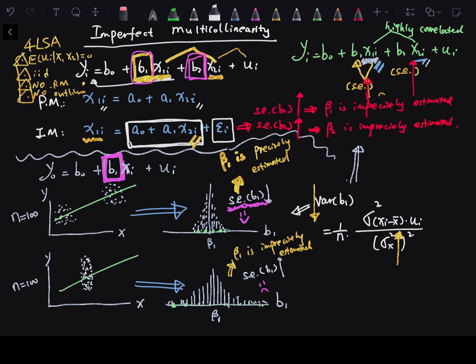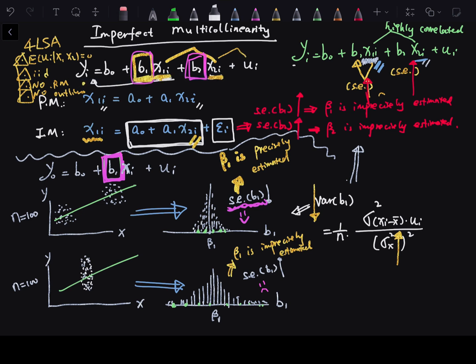In practice, if you run a regression with 2 regressors and you find B1, B2 are significant, and then you consider adding another regressor, X3. When you add this regressor, X3, all of a sudden all the coefficients become insignificant. And that's a sign of imperfect multicollinearity.